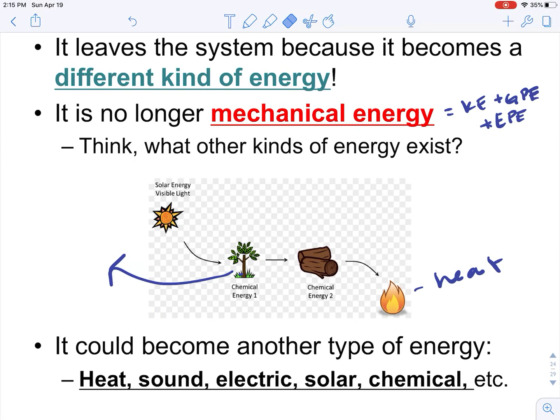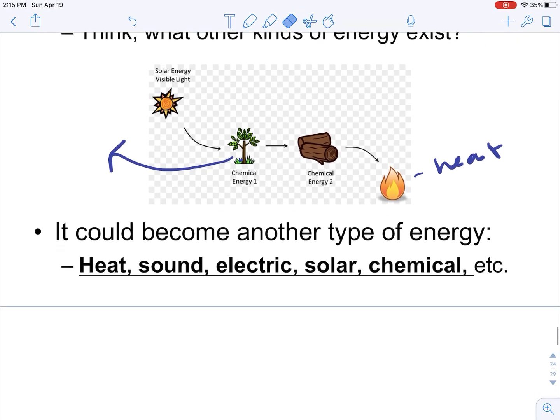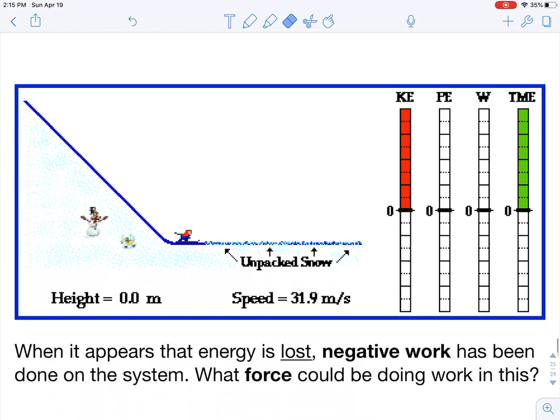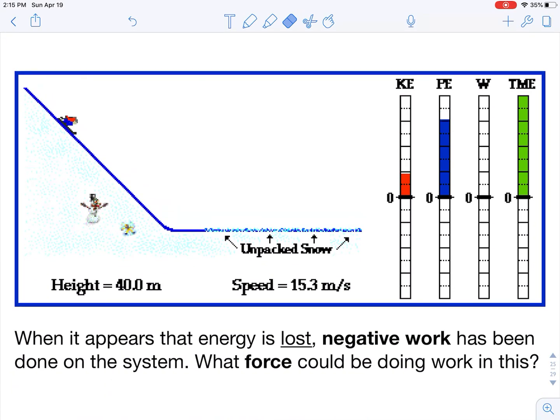These are some of the different types of energy you could experience, and we will talk about electric and sound at another point later. But heat is definitely another example that you use most frequently.